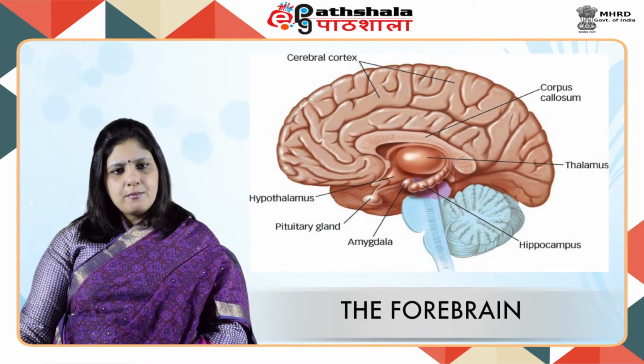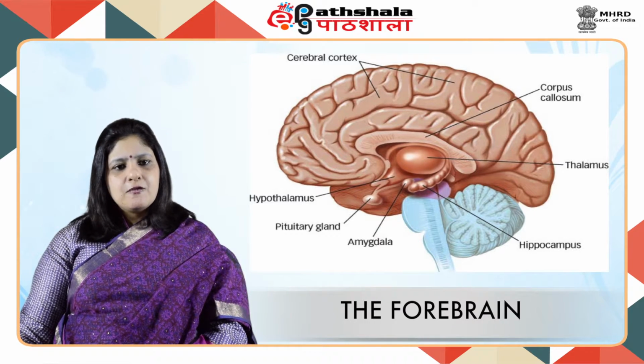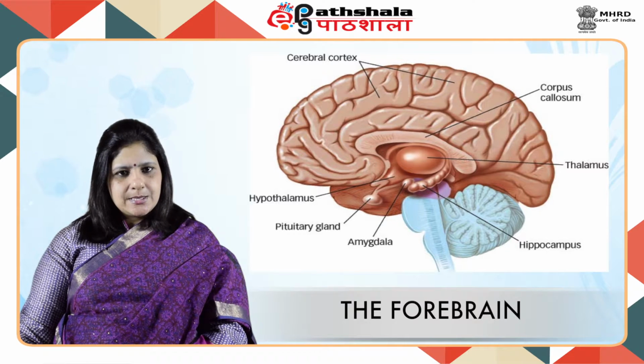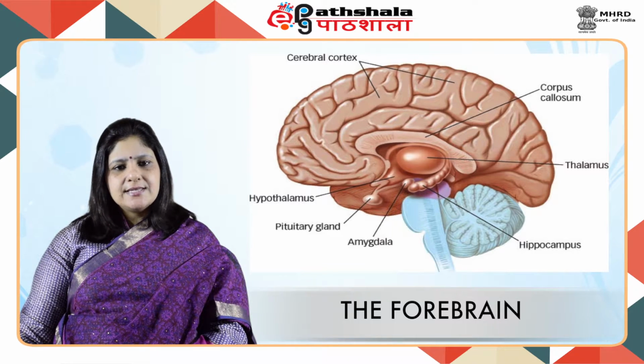Let's come to the forebrain. The forebrain is considered to be the brain's highest region, the most advanced portion from an evolutionary standpoint. This region is specifically involved in processing of complex information, and it is for this reason that it differentiates us humans from the rest of the animal kingdom.